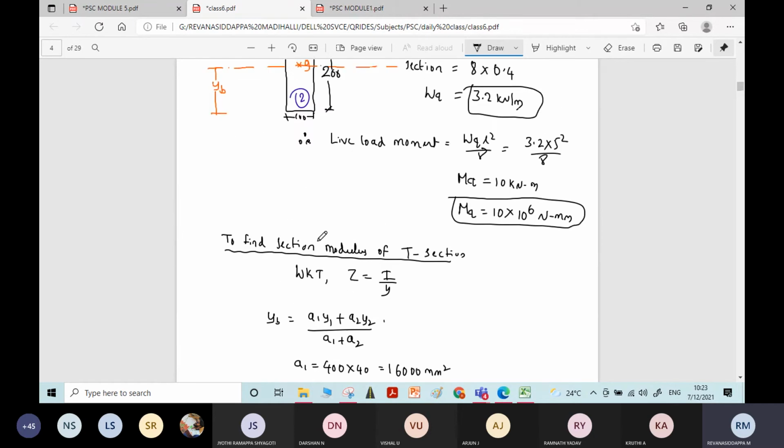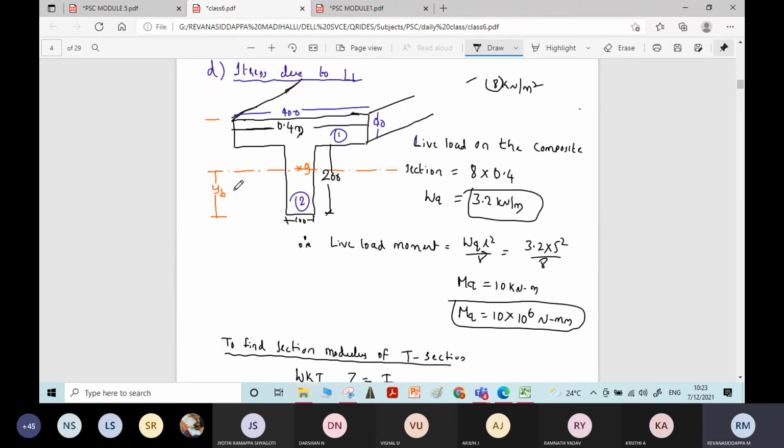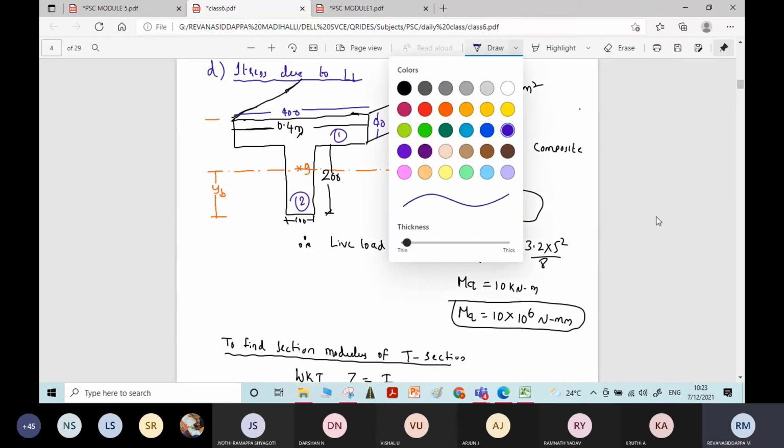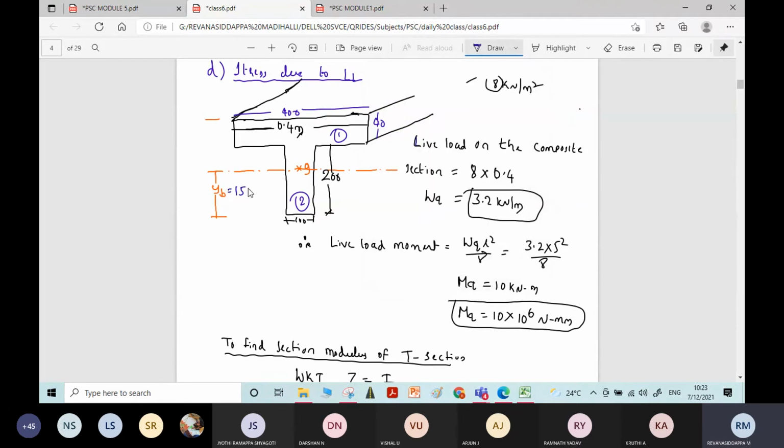If you have got any doubts, you can ask in between. Yes, 153.33 mm. You can round it up to 153 mm. We'll take it as 153 mm. So distance of centroid from bottom fiber is equal to 153 mm.